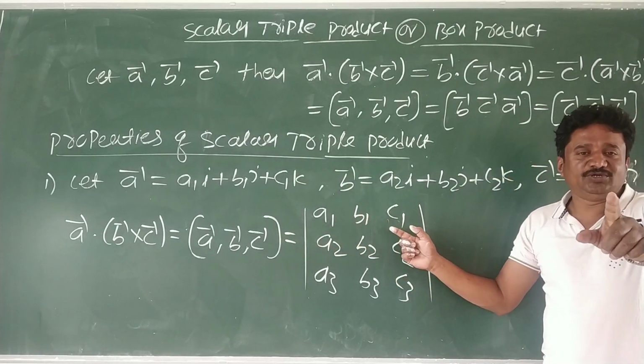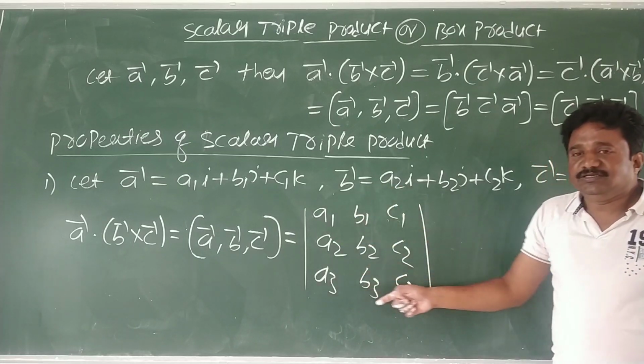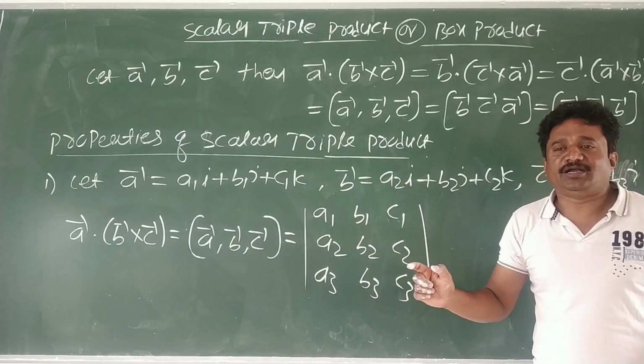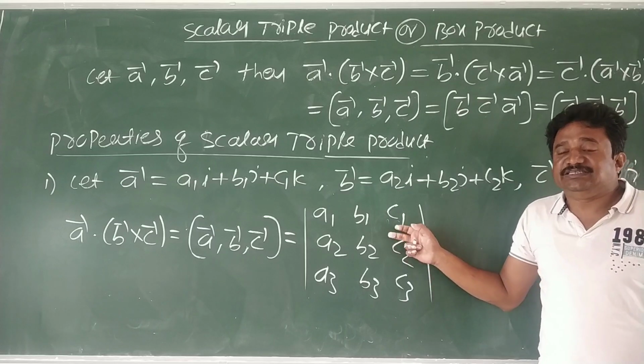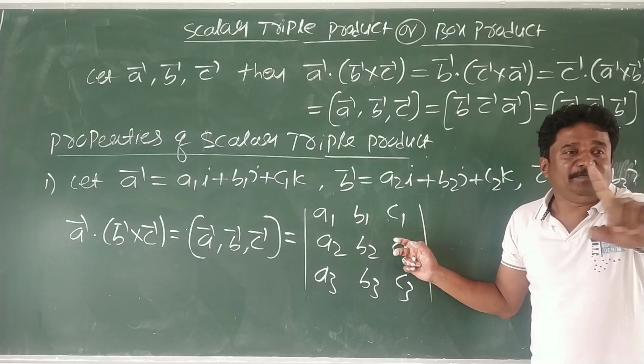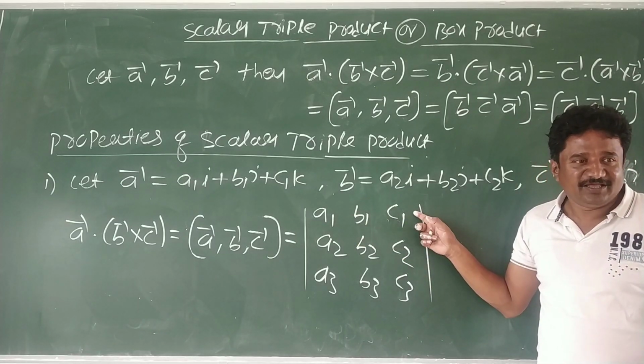So A dot B cross C. One thing you observe, students: is this a scalar product or a vector product? Scalar product. Since it is a scalar product, I must not use i, j, k.